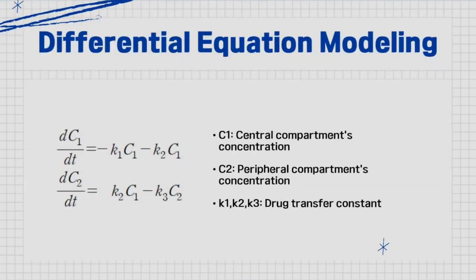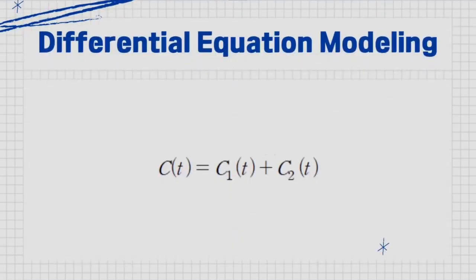dC1/dt equals minus K1C1 minus K2C1 and dC2/dt equals K2C1 minus K3C2. Here, C1 represents the concentration in the central compartment, C2 represents the concentration in the peripheral compartment, and K1, K2, K3 are the drug transfer constants. The total concentration C(t) is the sum of the concentration in both compartments.